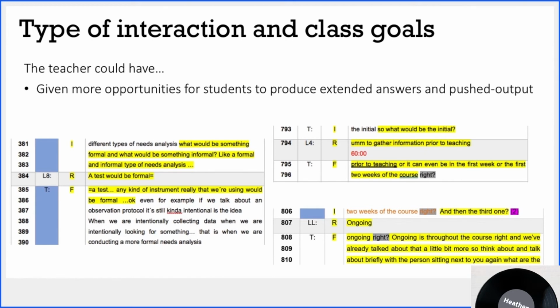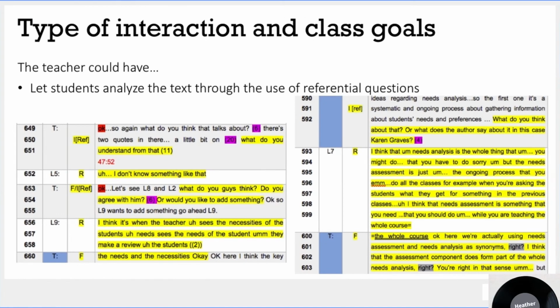As we can see from the examples below, most answers from students weren't extensive. Here we can see in line 384, 794 and 807. If the teacher had promoted extended answers, perhaps the student would have expressed more experiences or produced pushed output. This would have helped reach the class goal. The teacher could have let students analyze the text through the use of referential questions.